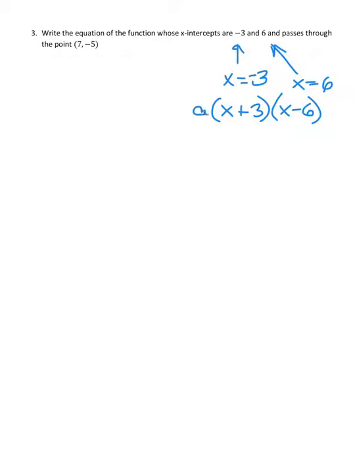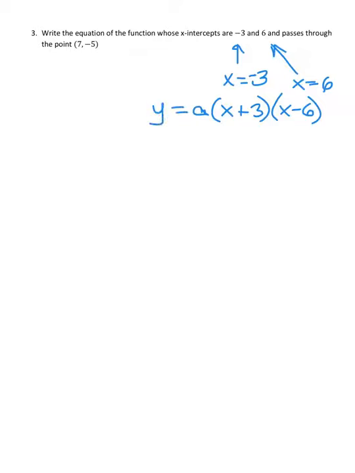Okay, so as you recall in the notes, if x equals negative 3 and x equals positive 6, if I were to turn that into a factor, then I would have x plus 3. In other words, if I put x plus 3 equal to 0, I'm going to get my negative 3. And if I were to turn this x equals 6 into a factor, I would have x minus 6. Now we're going to have some kind of stretch here in front, a.